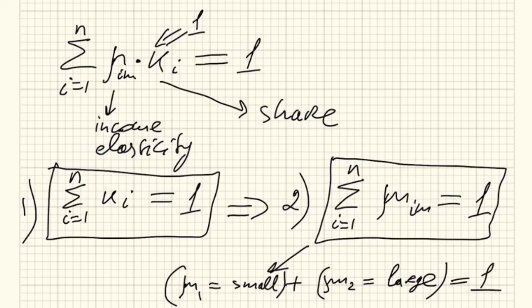Now, the income elasticities that have large numbers will be representing superior goods. Income elasticities taking on small numbers, those are inferior goods. So inferior goods will constitute negative income elasticity, superior goods positive income elasticity. And what's important according to our derivation is that the summation of both must be equal to 1.